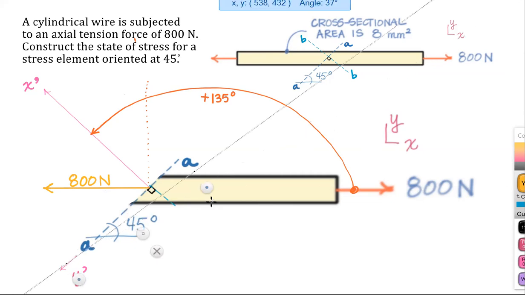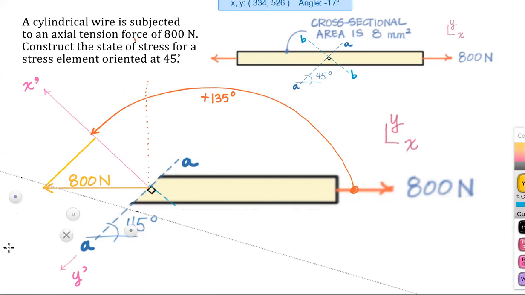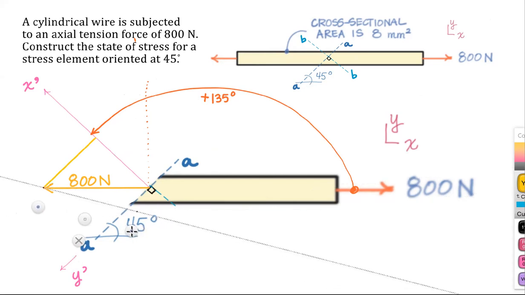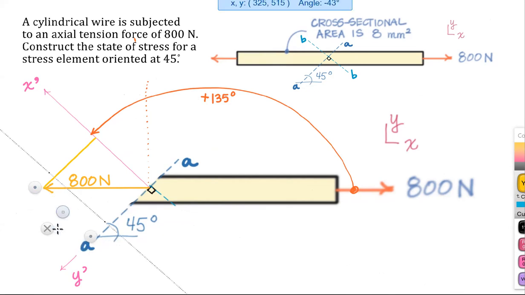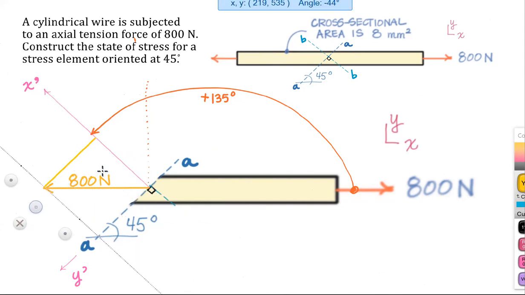So I want to offset my y-axis through the tip of that 800 Newton vector. I'll go ahead and offset it so you can see all the steps. Okay, next one, we want to make that parallel to X prime and then offset it right there. That is our bounding box. I usually do these dashed.